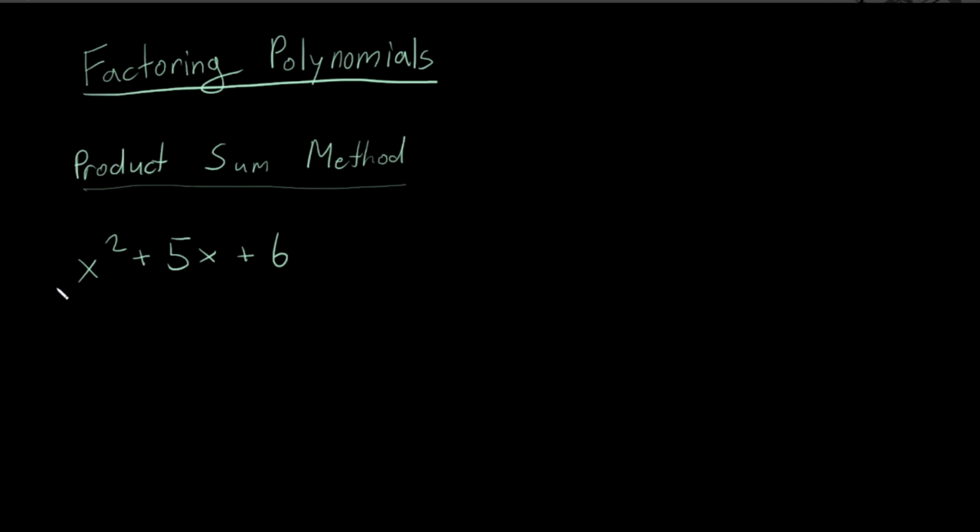So first we take the coefficient of the first term, usually it's the one with the degree of 2 in trinomials, and you multiply it by your constant, so this term. Now in this case, our coefficient is not 0, it's 1. So we do 1 times 6, and that gives us 6. So this is our product.